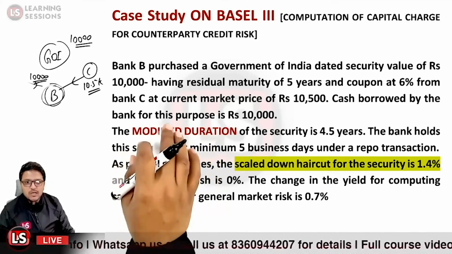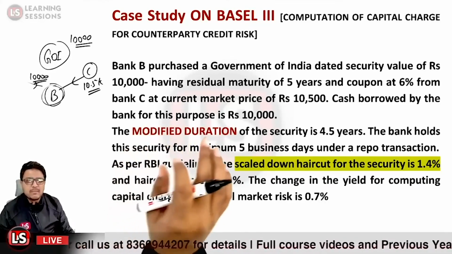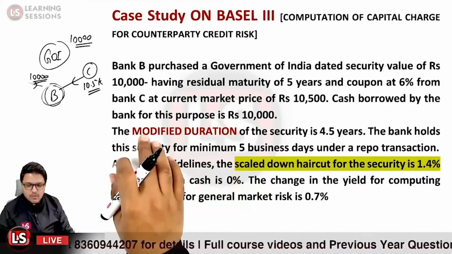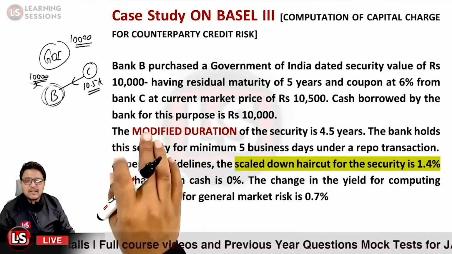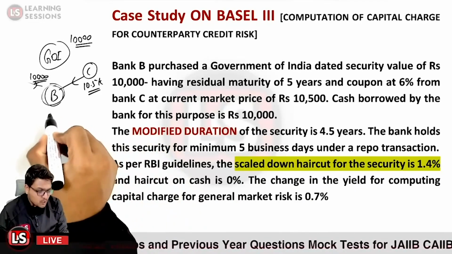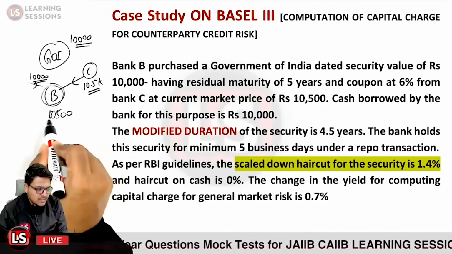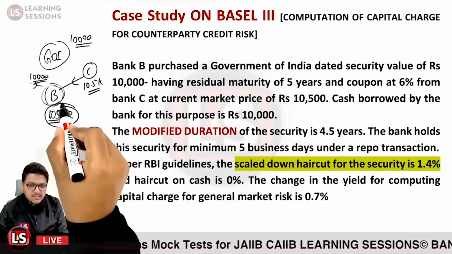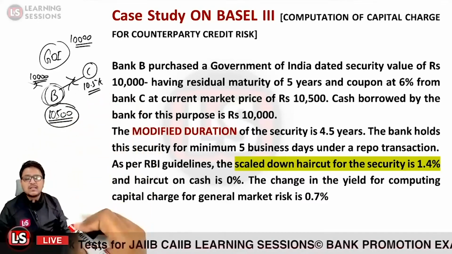That is the first case. It means that Bank B and Bank C both are the compliant banks over here. And further, it is given over here that the bank has paid 10,500. So what is the exposure of security related to Bank B over here? That is not the 10,000. That is 10,500. That is the amount paid by Bank B to Bank C so as to purchase the security.